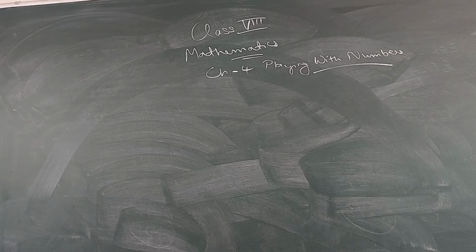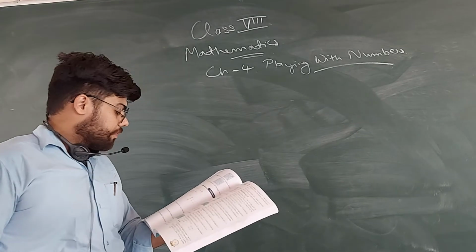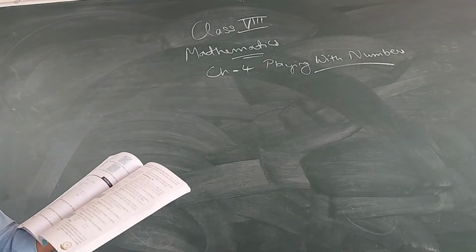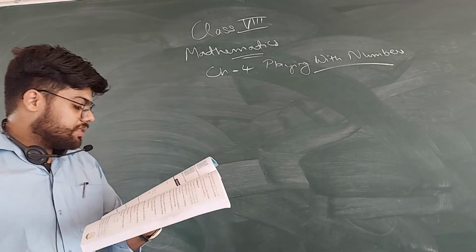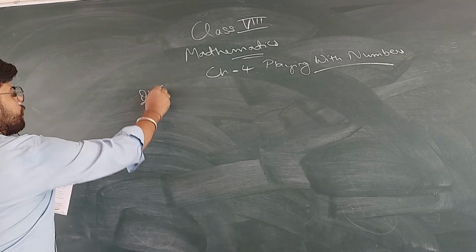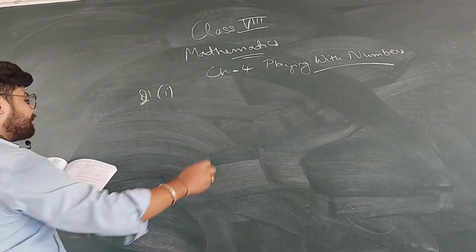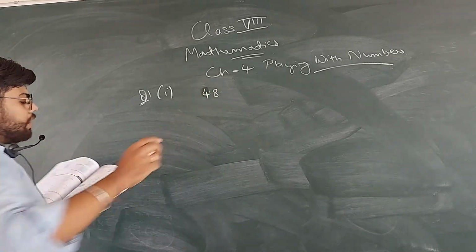Now, directly, I think no definition is there in the exercise. So directly we start exercise 4.1. In exercise 4.1, the first question is: write the following numbers in the general form. So we have to write the number in general form. The first part of question number 1 is 48. We have to write it in the general form.